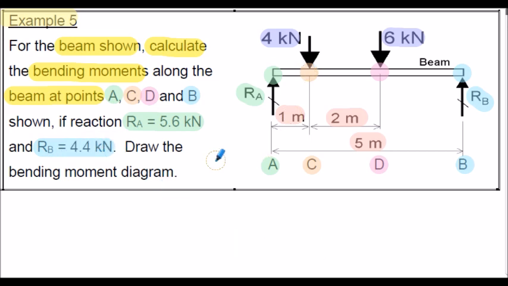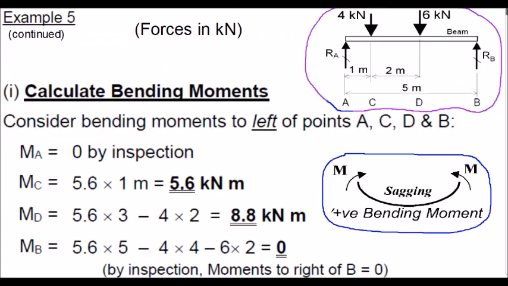What we're going to do is calculate the bending moments at points A, B, C, D along the length of the beam, and then we're going to actually draw a bending moment diagram. So example 5. Just note for reference, all the forces we'll be considering in this presentation are in kilonewtons. So the first thing we're going to do is calculate the bending moments.